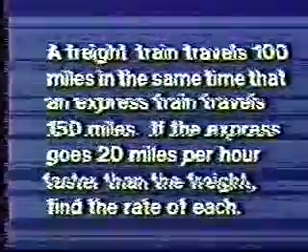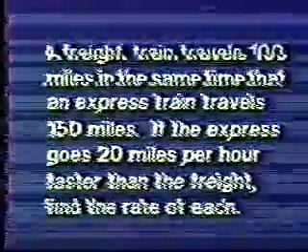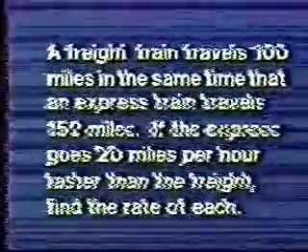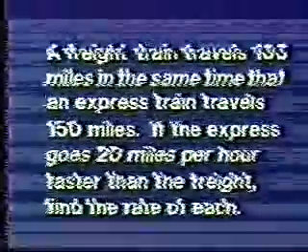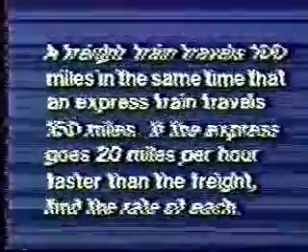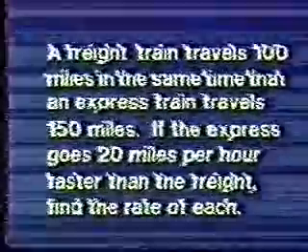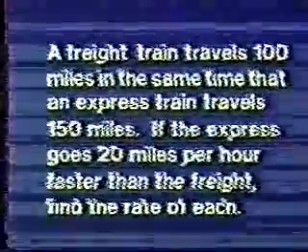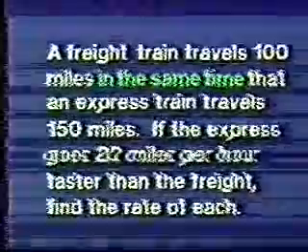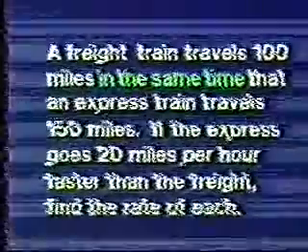Here's another problem involving distance, rate, and time. A freight train travels 100 miles in the same time that an express train travels 150 miles. If the express goes 20 miles per hour faster than the freight, find the rate of each. Now, we're looking for some statement of equality here. And notice in the first sentence it says, in the same time. Now, that's going to be an important matter for us in building a relationship here.